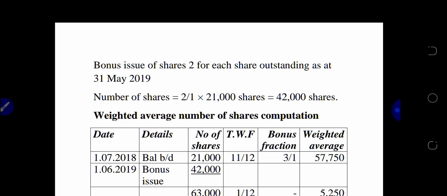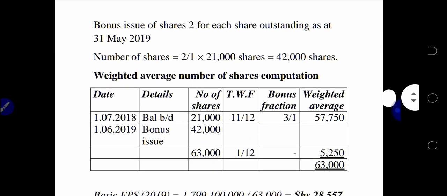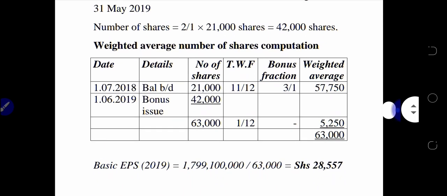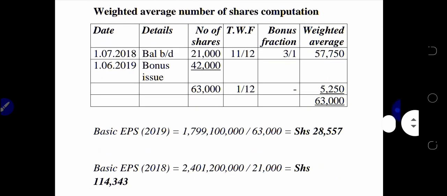However, at the end of 31st May 2019, there was a bonus issue of shares, that is a 2 for each share outstanding. So if you want to get the number of shares as a result of the bonus issue, just get 2 over 1 times the 21,000 shares. When you do that, you get 42,000 shares. Now, when calculating the basic earnings per share, remember we need to get our profits attributed to the ordinary shareholders over the weighted average number of shares during the year. Now, how do we get the weighted average number of shares during the year?